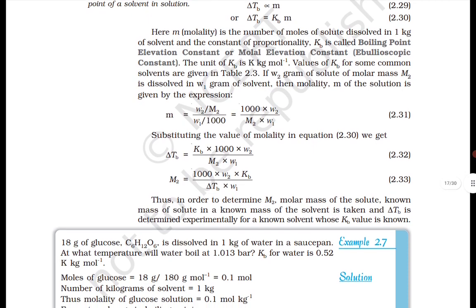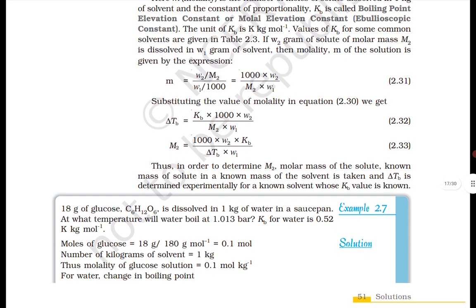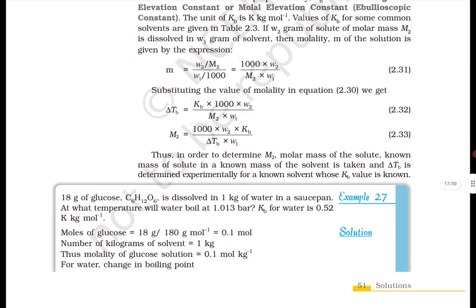Here m, molality, is the number of moles of solute dissolved in 1 kg of solvent, and the constant of proportionality Kb is called the boiling point elevation constant or molar elevation constant or ebullioscopic constant. The unit of Kb is K kg per mole. Values of the Kb for some common solvents are given in table 2.3.